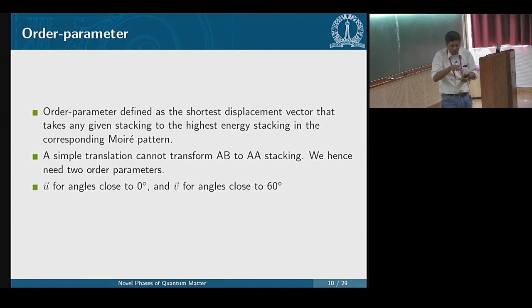I'll define it for whatever stacking I have locally. The order parameter at this site is essentially what will take me to the highest energy stacking. So how much do I need to translate the cell by, so that I recover the highest energy stacking. Okay, so there's one order parameter near 0 and one order parameter near 60 degrees.